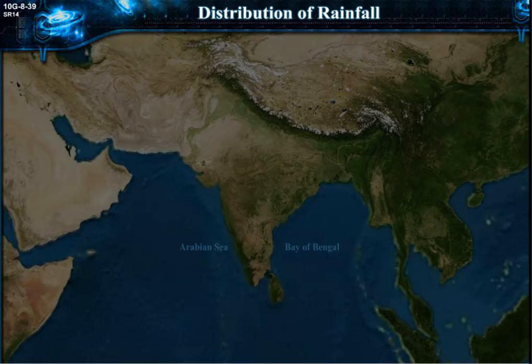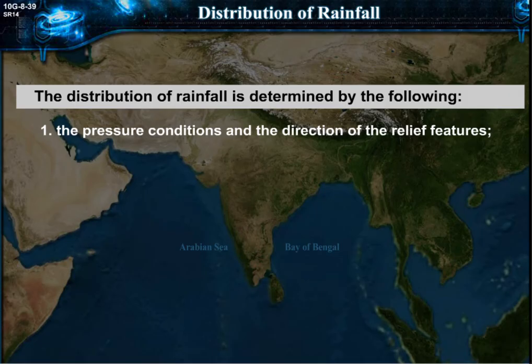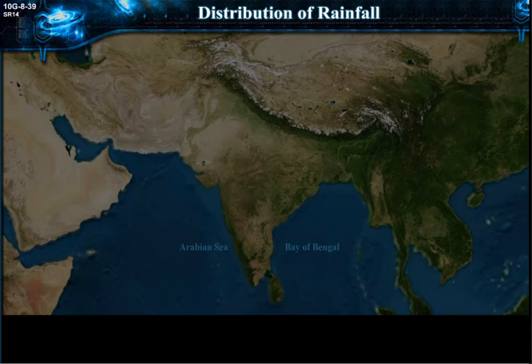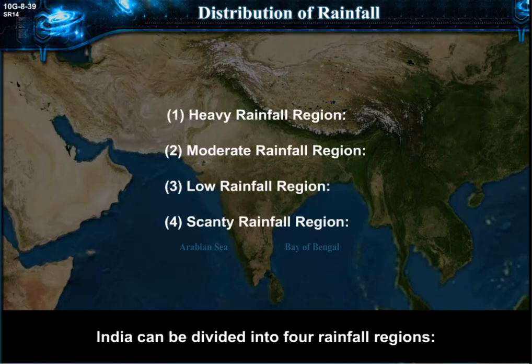Distribution of rainfall. The distribution of rainfall is determined by the following. 1. The pressure conditions and the direction of the relief features. 2. The direction of the winds bearing moisture. 3. Cyclonic depression determined by pressure gradient. India can be divided into 4 rainfall regions.